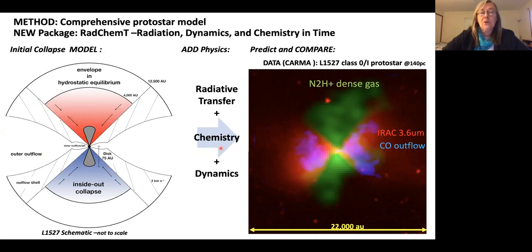We then solve a chemical reaction network to get the molecular abundances, then simulate the spectral line cube to compare with the data. The data we show here are from CARMA, and in green you see the dense H2S gap and N2H+ dense gas, showing the dense envelope. Left to right, Spitzer data at 3.6 microns show scattered light from the outflow cavity, and the CO outflow in blue, which appears pinkish here, shows the outflow shell.